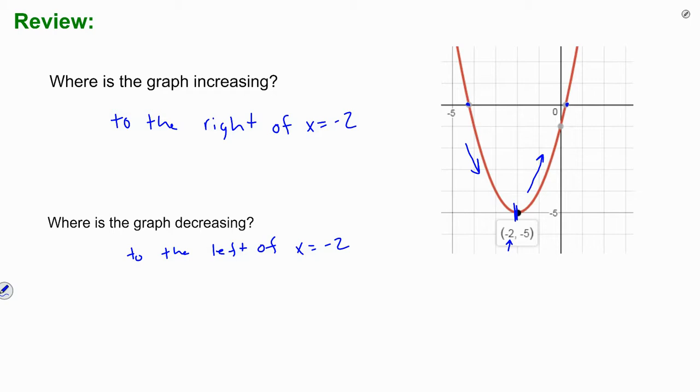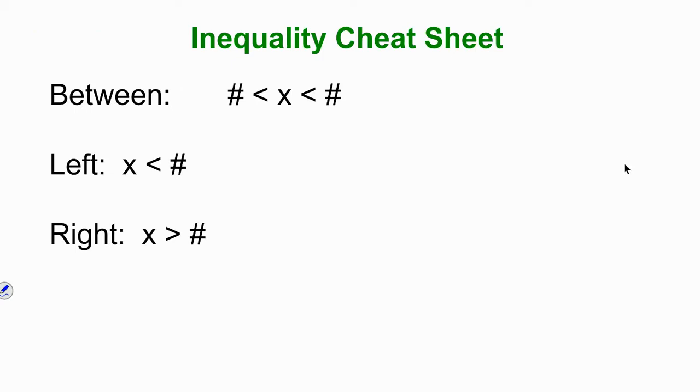We talked about left, right, and in between. Now what we're going to look at is the proper notation for how to do this. We wanted to introduce the concept first. Now let's add some notation. Here's how we do this. We're going to use inequalities to talk about where it is increasing, decreasing, and so on. Now here's a little cheat sheet.